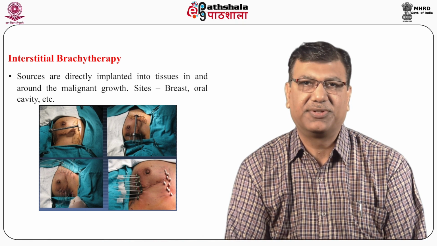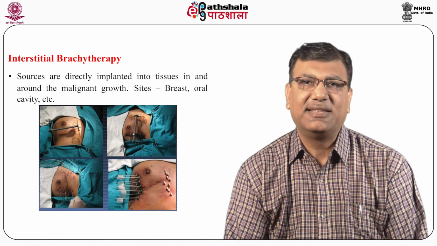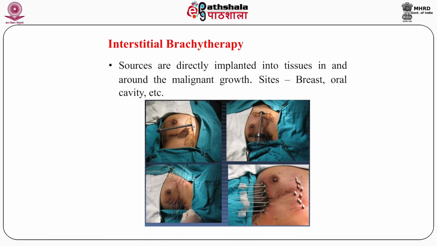done in soft tissues. We can see this is a case of CA breast, and a number of applicators, which are in the form of hard plastic, are inserted in that affected area. Sources are directly implanted into tissues in and around the malignant growth. Generally, sites are breast, oral cavity, etc. The sources are placed into it, and accordingly the planning is done.